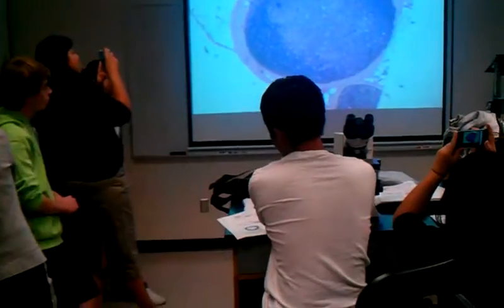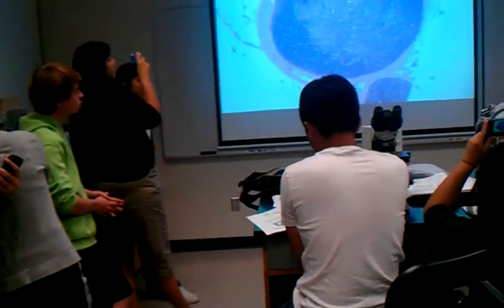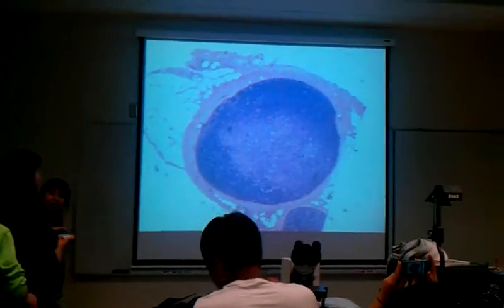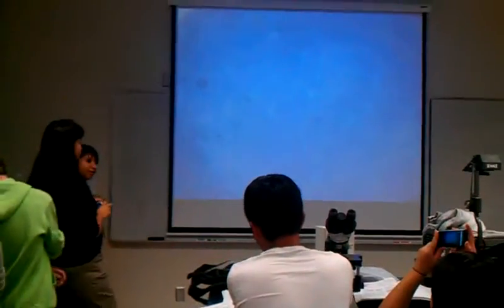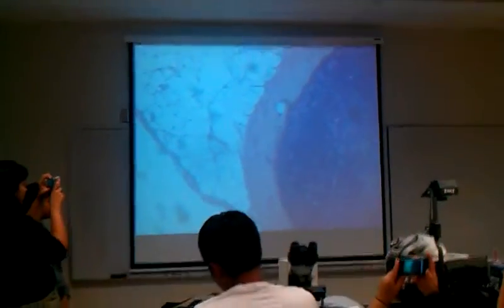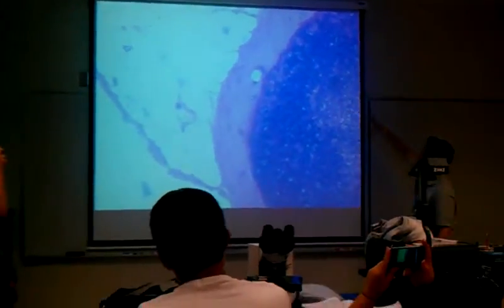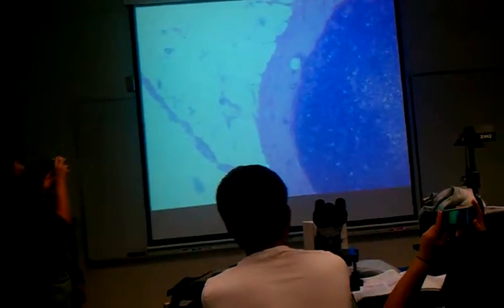Epineurium. Let me zoom in real quick. So, epineurium is the outermost layer of the nerve, right? It's kind of hard to see, but there's this really thin pink line that goes all the way around this purple area. You guys also kind of see it? Yeah. What layer is that? That's the perineurium.